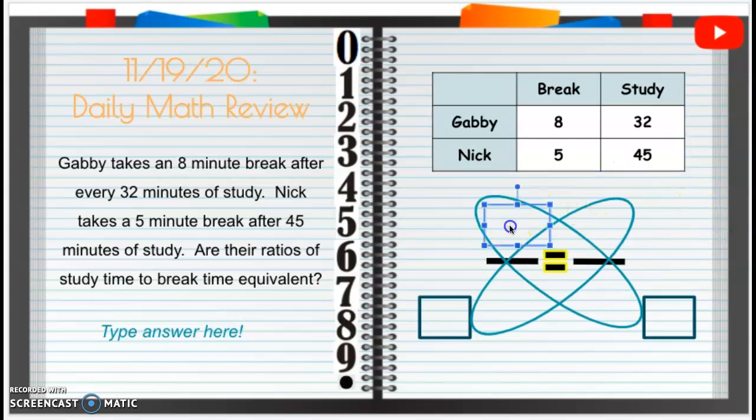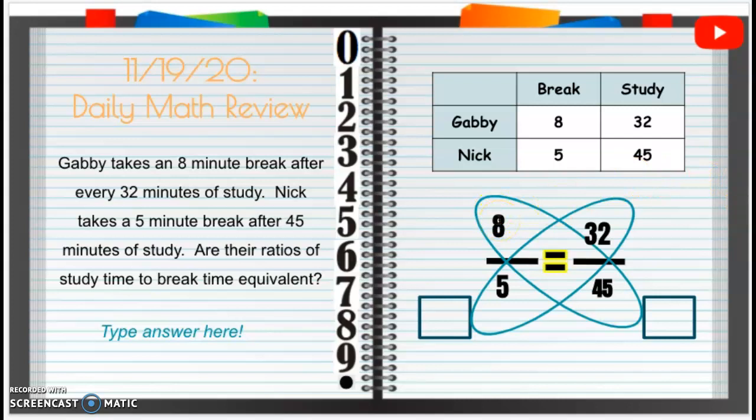All right, so we're going to see if these ratios are equal. So we can set up 8/5 or 8 to 5, and then 32. Whoop, maybe not. Let's put this one back here. All right, so 32 to 45. Do you see how I set that up? You can set it up the other way. You can set it up 8 over 32 equals 5 over 45. That's fine as well.